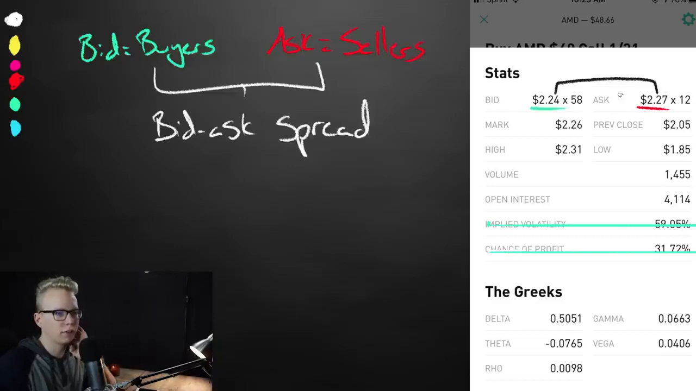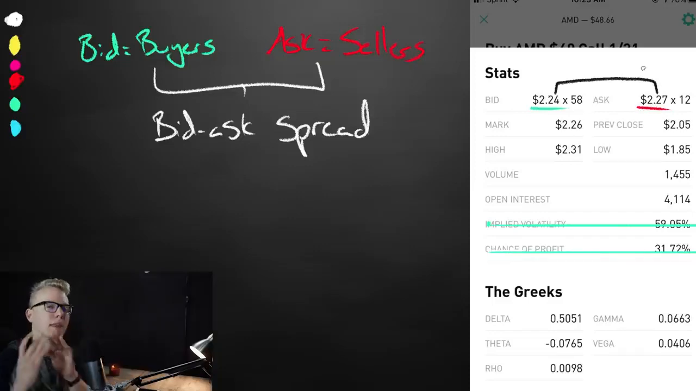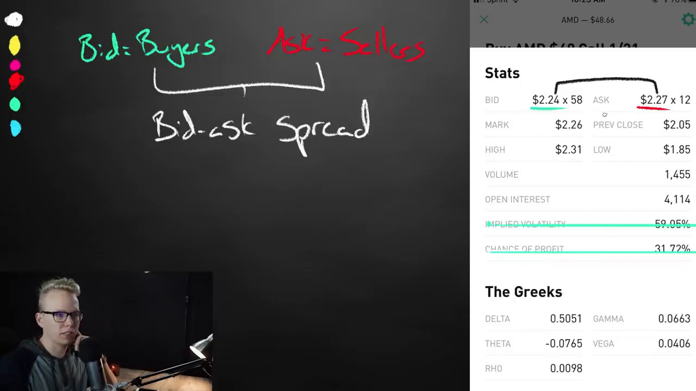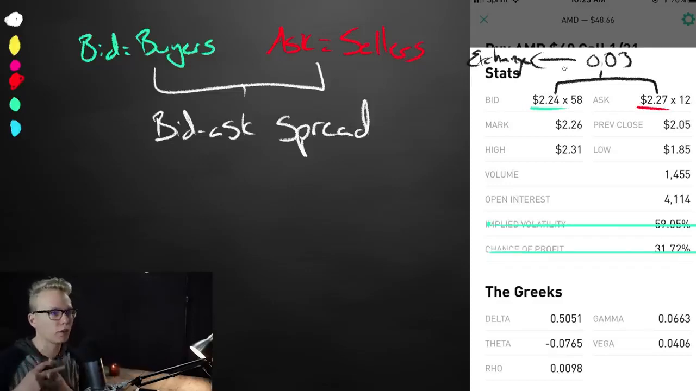So a seller has to either meet a buyer at the bid price, because that's where people are buying, or the buyer has to meet someone at the ask price, or maybe they meet somewhere in the middle. But regardless, someone's giving up some money. So if I want to buy this option immediately, I have to buy at the ask price because that's where people are selling. That means I'm buying for $2.27. And that bid-ask spread, that 3 cents, goes to the exchange. The people who are meeting these buyers and sellers together get the bid-ask spread as compensation for uniting those two parties. So that goes to the exchange.